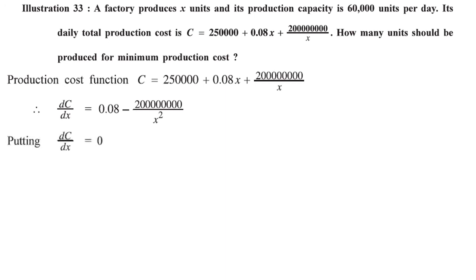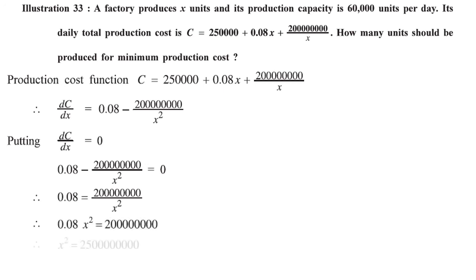What we need to do is assume dc upon dx is equal to 0. So 0.08 minus 20 crores upon x square is 0. We will change the side of 20 crore upon x square. Next, we will bring the x square to the numerator and 0.08 will come in the denominator like this. So x square will be something still more, and then x is 50,000 or x is negative 50,000. Now how did we come to this? When we are squaring a value, whether it is positive or negative, the answer is positive.